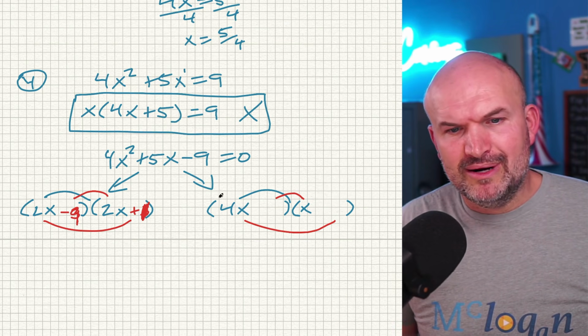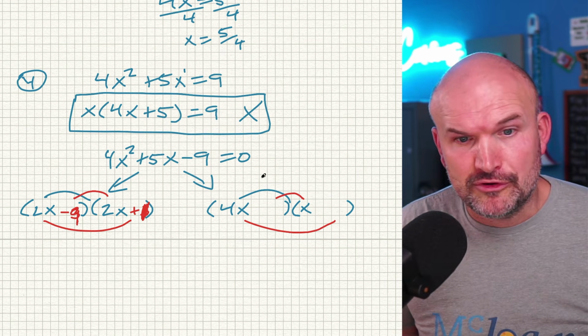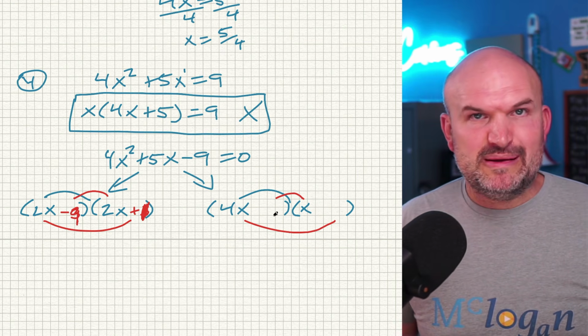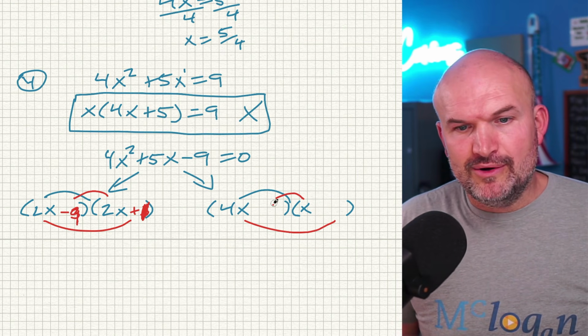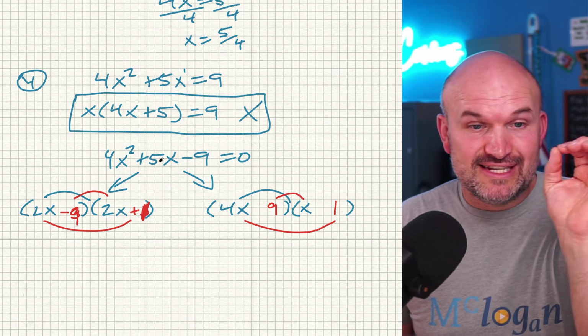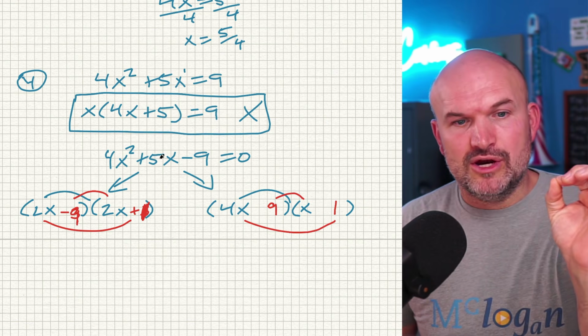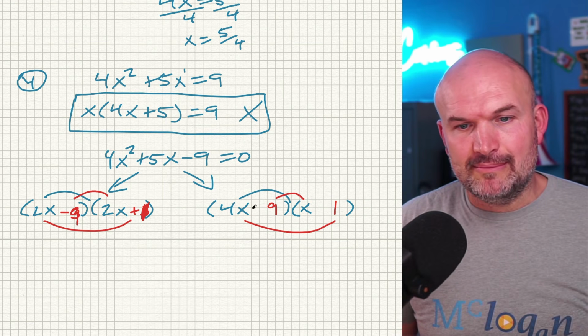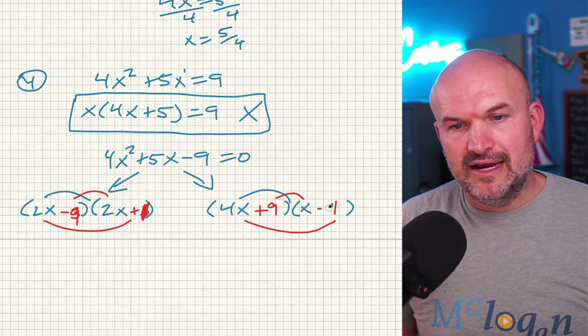Now going over here, I don't want to multiply a 4 times a 9. That's going to give me a 36, right? And then the other one would be a 1. I know that's not going to work. So I know a 9 has to go here, and then a 1 would have to go here. Now again, I want this difference to be a +5. So I don't want my 9 to be negative. I'm going to want that to be a positive, and this be a -1.